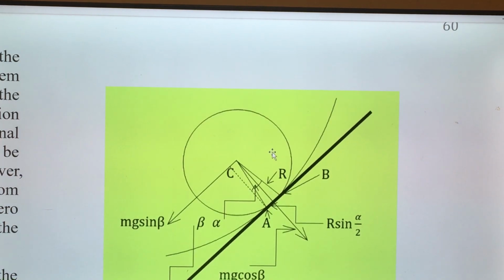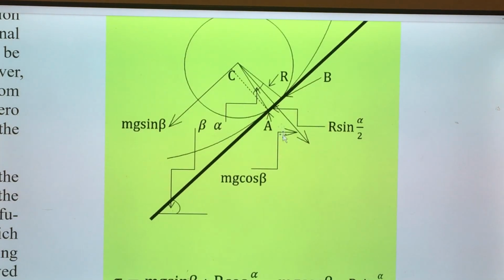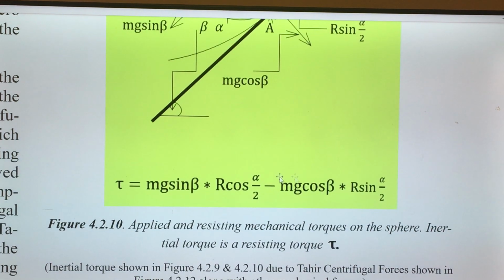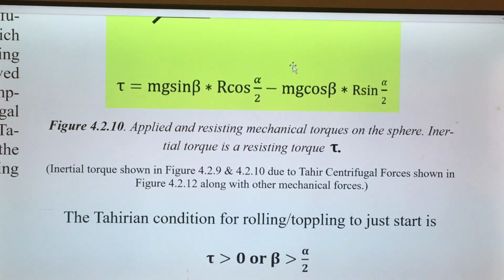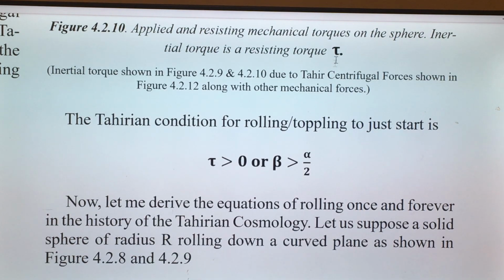So the radius is r, this is the point B. I don't know why I put this point. This point is A, the point of topple over. mg cos beta is this component, and I haven't shown the component mv squared. I haven't shown the other forces. Don't worry about it, this is very simple. It is the analogy of the 3 figures, figure 4.2.10: applied and resisting mechanical torques on the sphere, inertial torques, the resisting torque. Forget about this, don't worry.